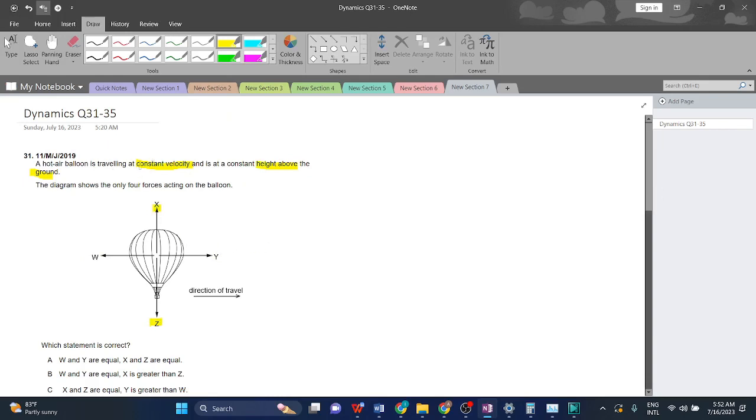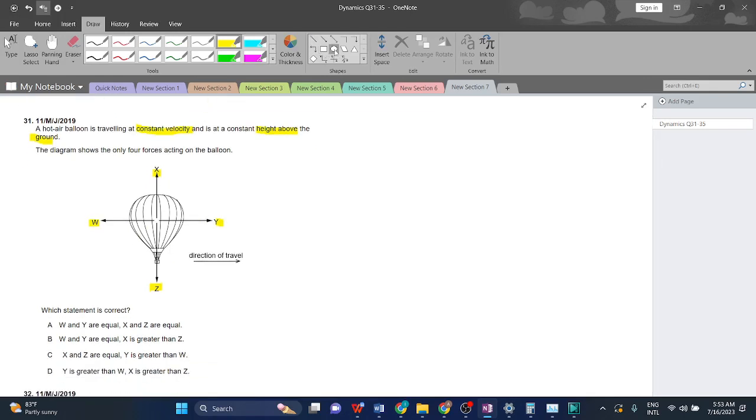The balloon is traveling at a constant velocity, meaning there is no resultant force and no acceleration, meaning the forward force is equal to the backward force, meaning Y is equal to W. Because when there is a constant velocity, there is no acceleration, and when there is no acceleration, there is no resultant force. So the only two forces which are acting are equal. Upward and downward force is equal, and forward and backward force is equal.